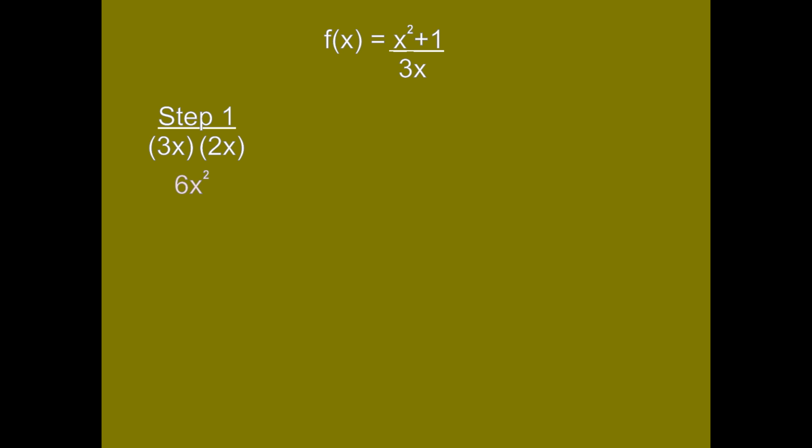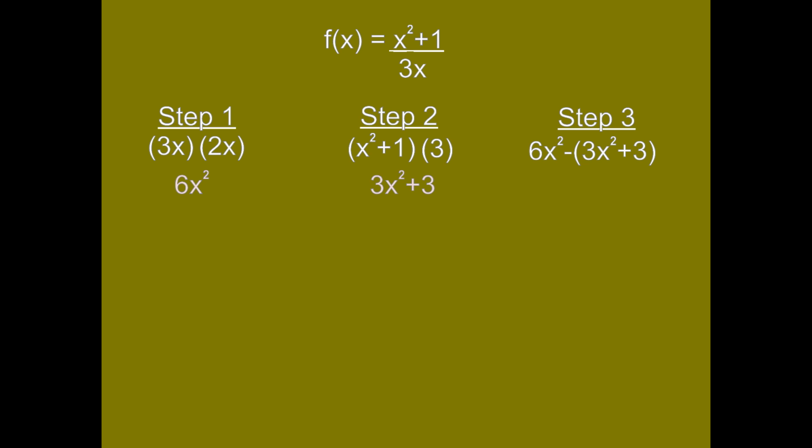Now on to step 2. We will take the top quantity, which is x squared plus 1, times the derivative of the bottom. The derivative of 3x is 3. Multiplying the 3 and the x squared plus 1 gives you 3x squared plus 3. Step 3 includes taking the results from step 1 and subtracting the results from step 2. Doing this gives us 6x squared minus the quantity 3x squared plus 3. The parentheses are important because you are subtracting the whole quantity. We can simplify this down to 3x squared minus 3.